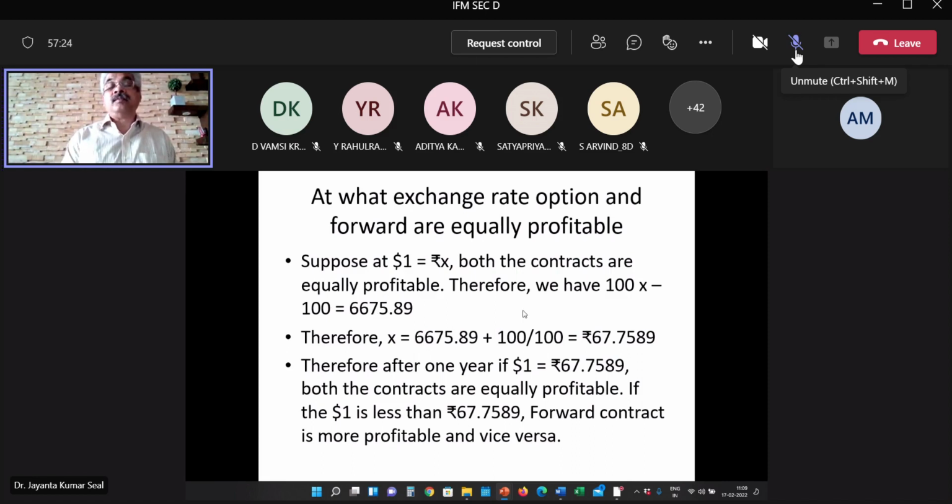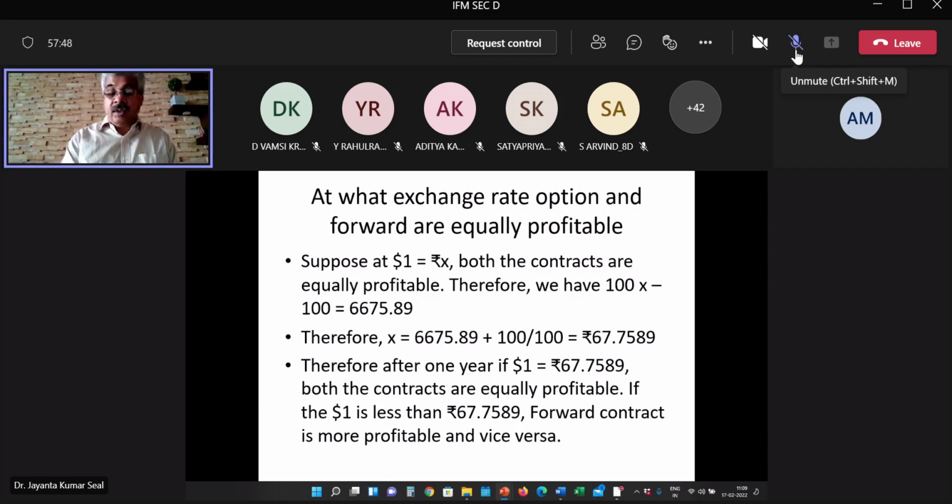I repeat, at exchange rate X, if both of them are equal, how much money are you realizing in the option contract? 100 into X minus 100, the premium. This must be equal to the forward amount. So X is equal to 67.7589. So at 67.7589, both are equally profitable.